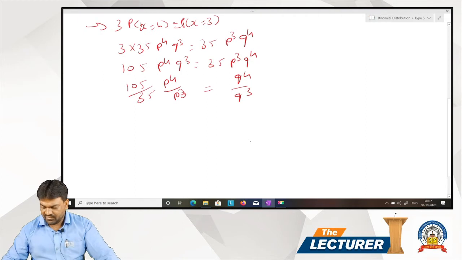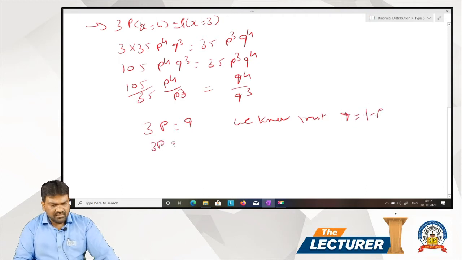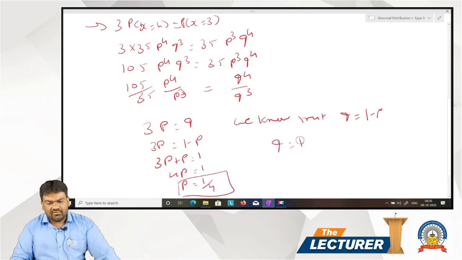105 divided by 35, that is 3, so p is equal to 3q. We know that p plus q is equal to 1, so 3q plus q is equal to 1, 4q is equal to 1, so q is equal to 1 by 4. P is equal to 1 minus q, 1 minus 1 by 4 is equal to 3 by 4.